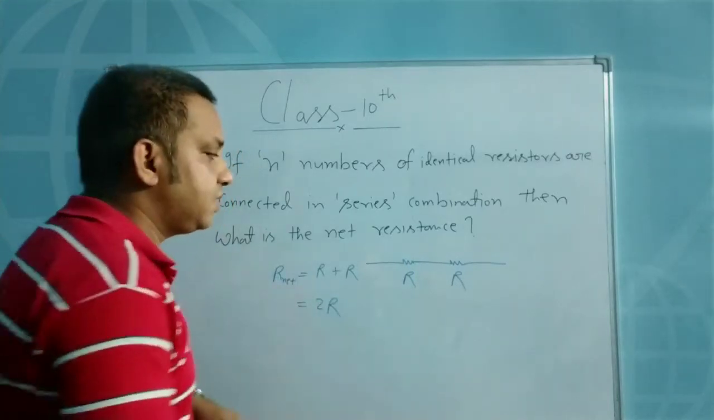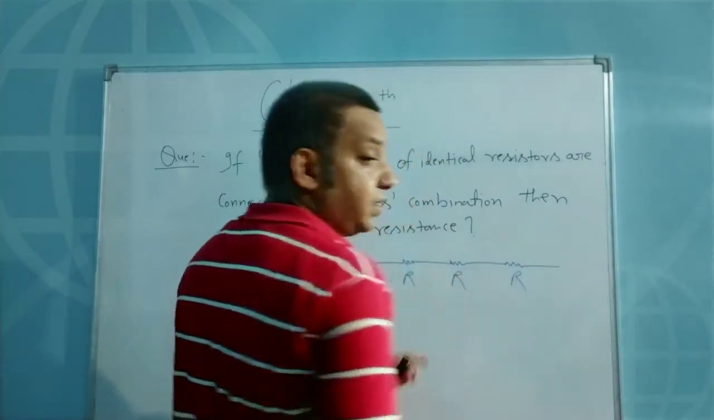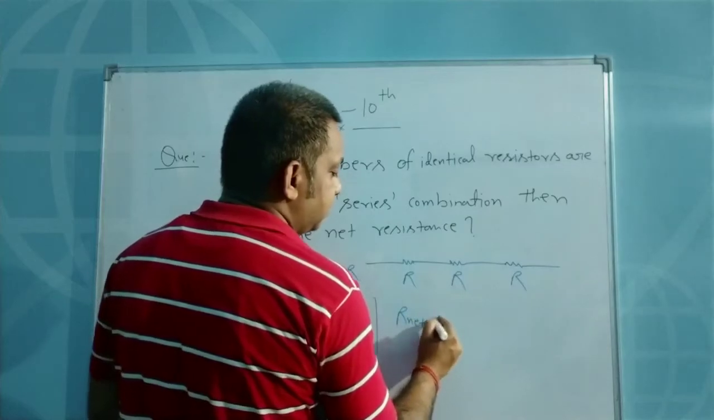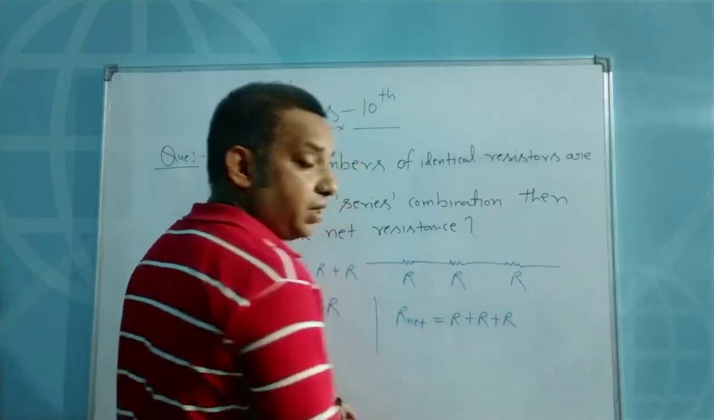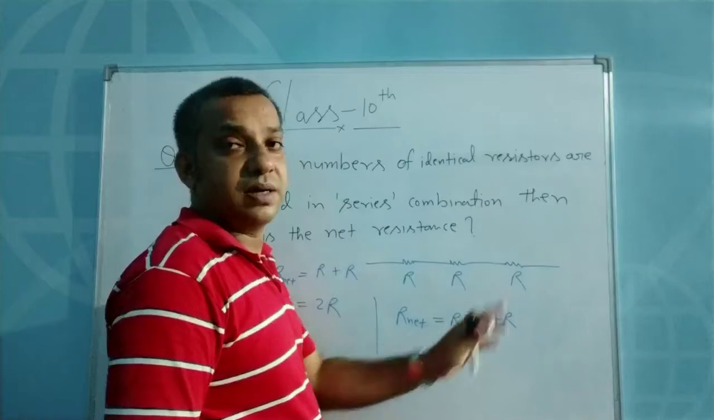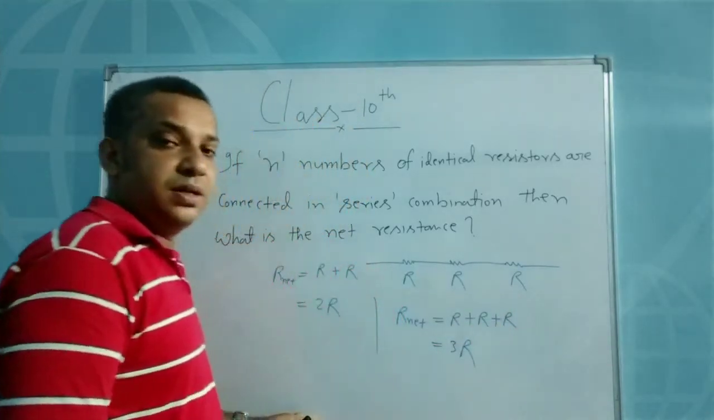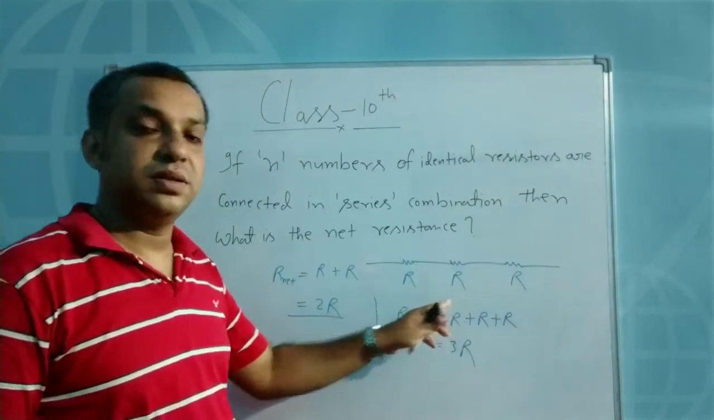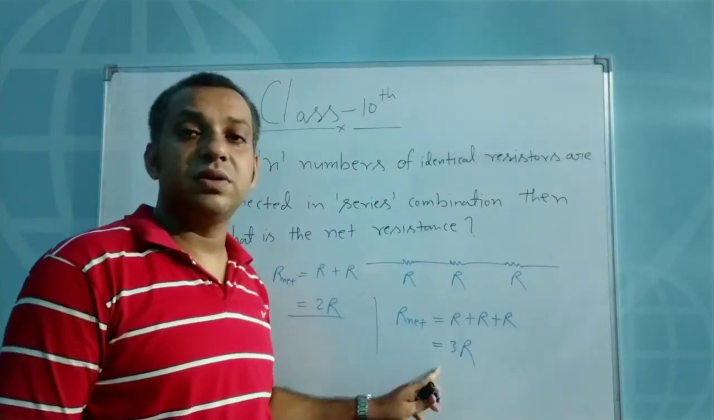If you connect three identical resistors, then what will you get? You will get R net is equal to R1 plus R2 plus R3, and because all are R value, that is why I am writing R plus R plus R. So how much will you get? You will get 3R. Clear? Just see here, when you are connecting two resistors, you are getting 2R. When you are connecting three resistors, you are getting 3R.